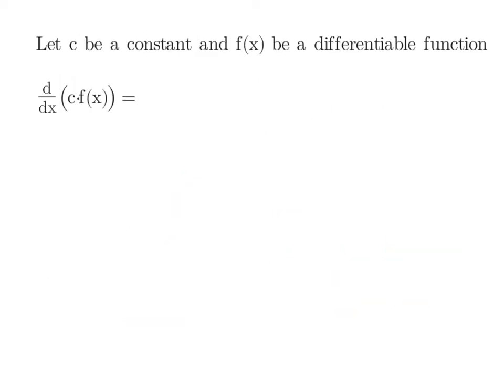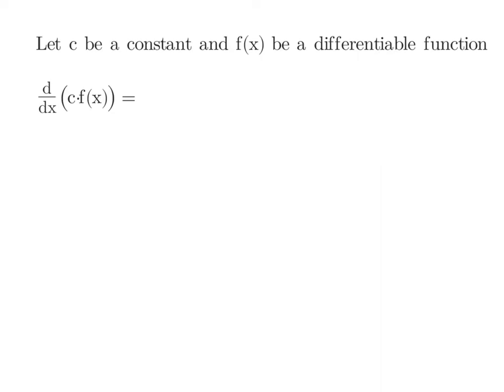Now, what we haven't done is deal with a function that looks like 5 times x to the 7th power, where there's a constant being multiplied by that function. We probably have an idea of what we think the derivative will be, but we can't go with that until we prove it. So let's let c be a constant and f of x be a differentiable function. And we want to find the derivative of c times f of x.